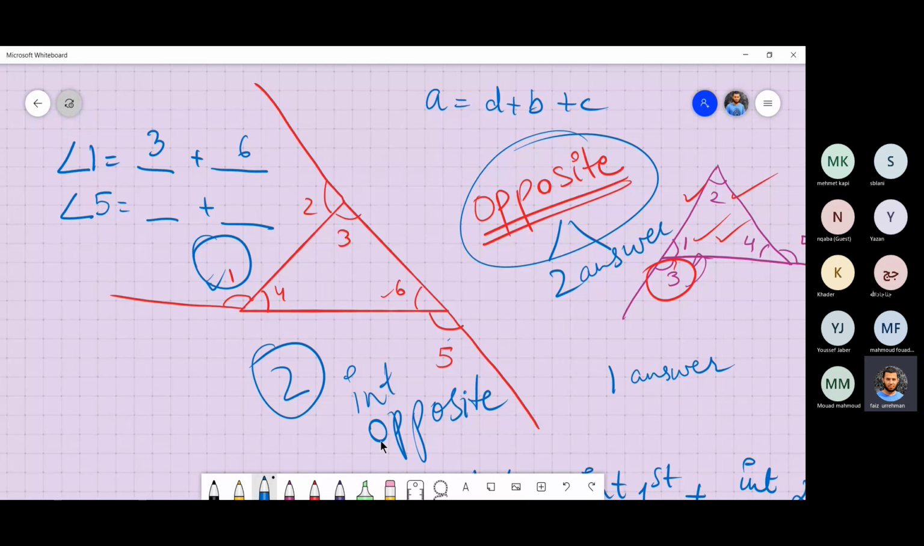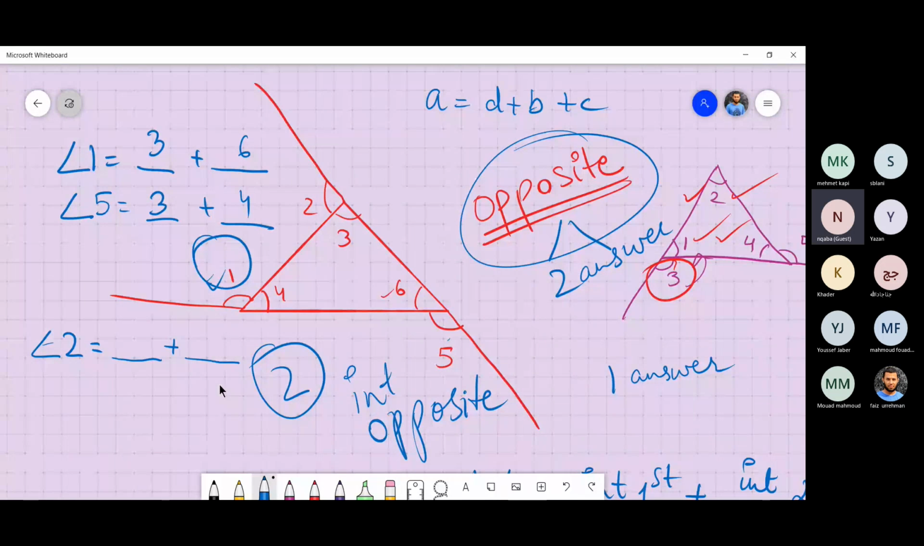He is not there. Moaz, you want to answer? Angle 5 will be equal to which angle plus which angle? 3 and 4, exactly. Because 5 is here, 6 is near. We will ignore 6. What is far away? 3 and 4. 3 plus 4. Okay, what about exterior angle number 2? Subhi, what will be angle 2? Which angle plus which angle? 4 plus 6.